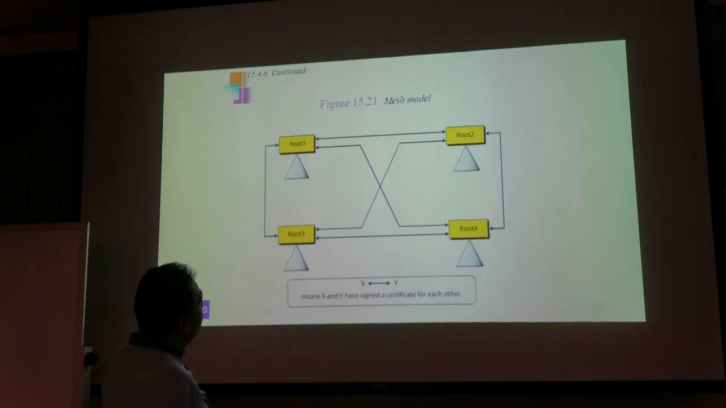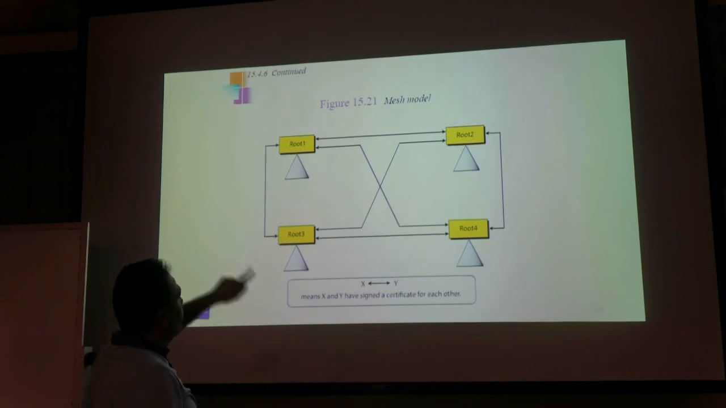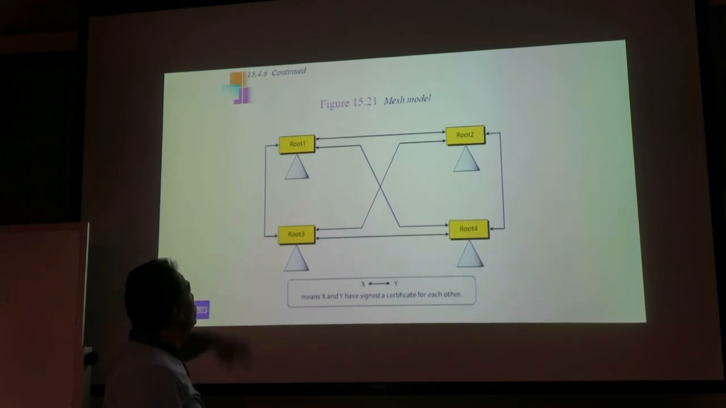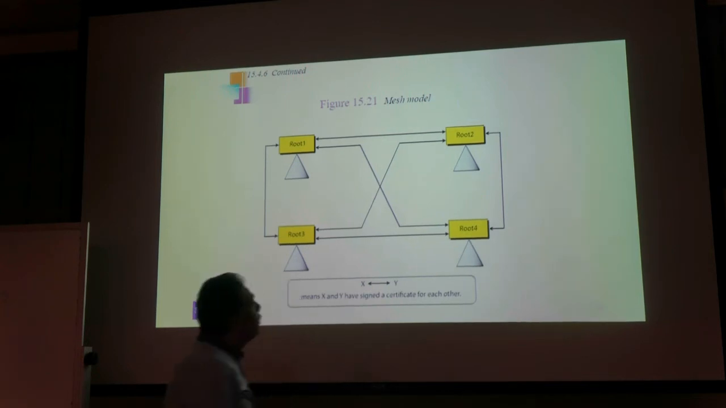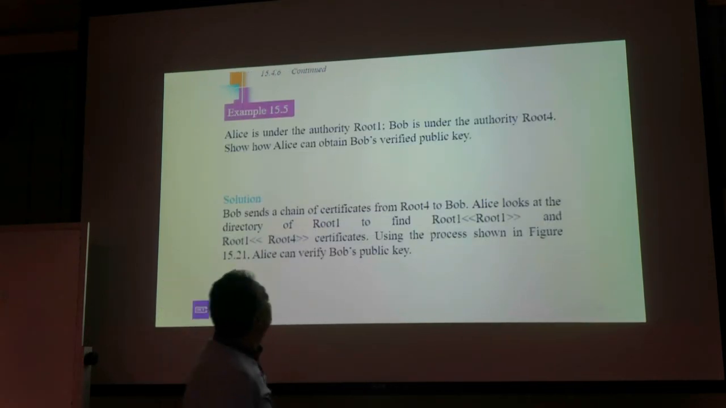Here is the mesh model, not the hierarchical model. The roots sign each other. So root 1 signs root 2 and root 2 signs root 1. This we call the mesh model, meaning X and Y have signed a certificate for each other.